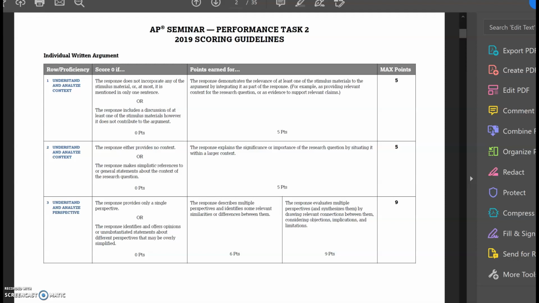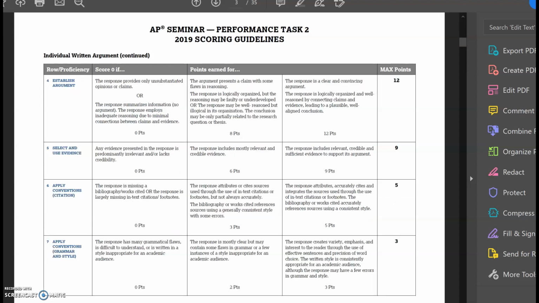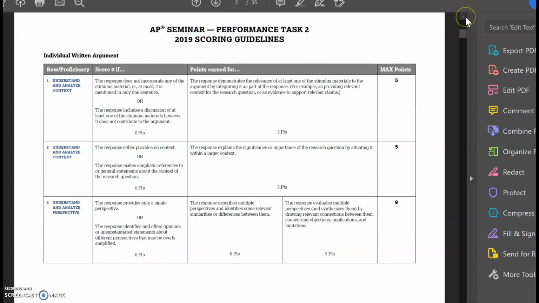Anyway, so what you're looking at right here is the scoring guide for the IWA. That's the paper you're working on now. And you can see that it has these three categories: understand and analyze context, understand and analyze perspective, and then you go down a page and you've got establish argument, select and use evidence, apply conventions, that's your citations, and then apply conventions, and that's grammar and style, that's your writing. So I'm going to focus today on just understand and analyze context number 2.